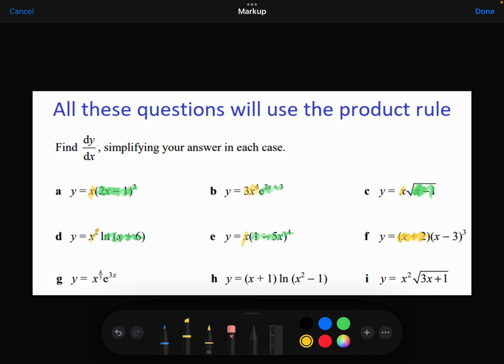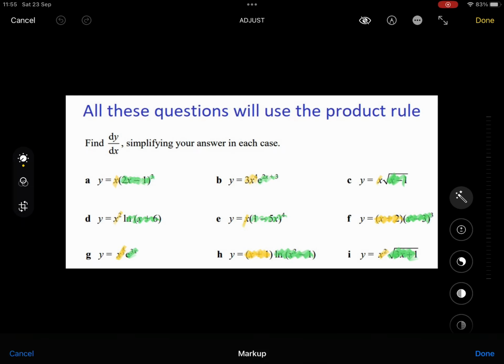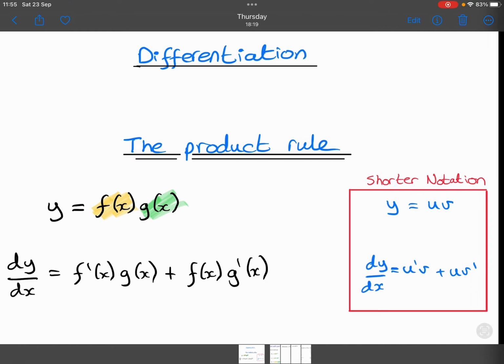Here we've got the x plus 2 times the x minus 3 cubed. Here we've got the x to the power 4 over 3 multiplied by the e to the 3x. Here we have the x plus 1 times the ln x squared minus 1. And here we've got the x squared multiplied by the square root of 3x plus 1. In all of these examples, we would use the product rule, which looks like this.